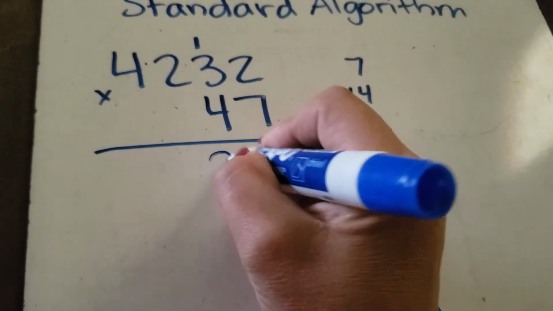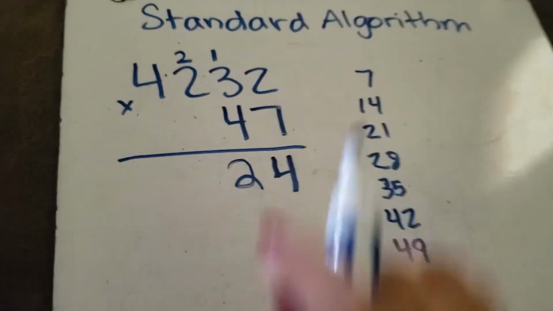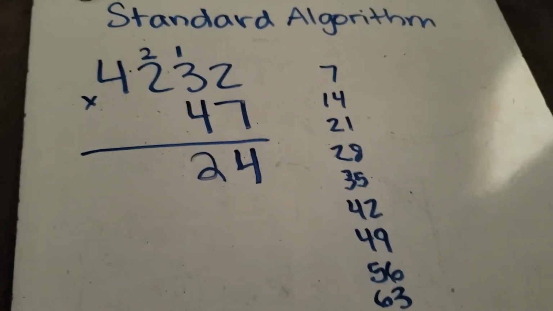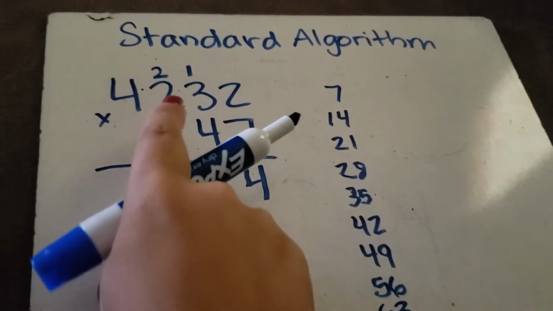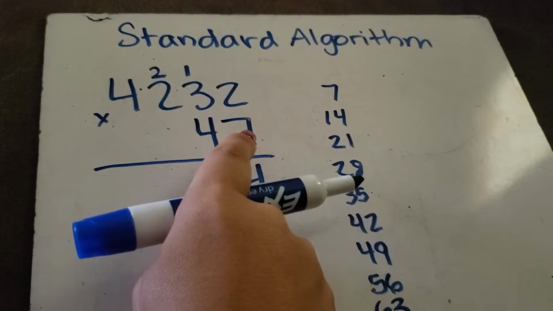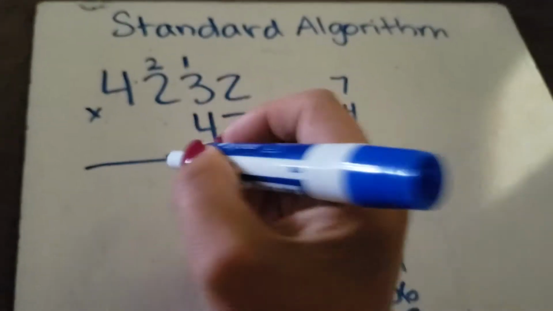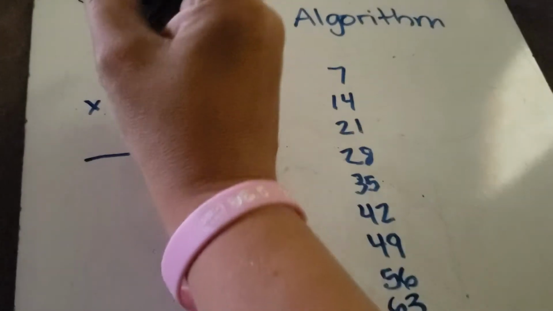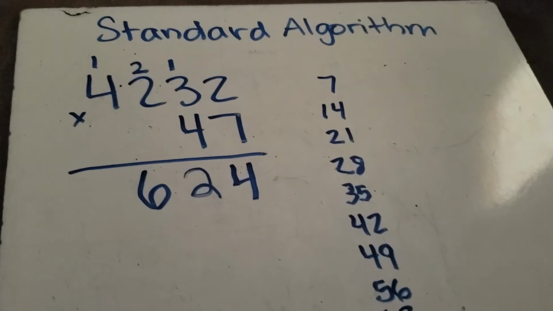Again, my 1's place value is going to go here, and my 2 is going to go up there to stand for the 20 in 22. Now I am going to again go 2 times 7, which I knew was 14. 14 plus 2 is 16. Carry my 1 for that 10's place value.